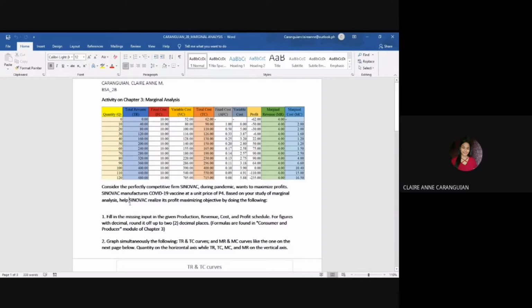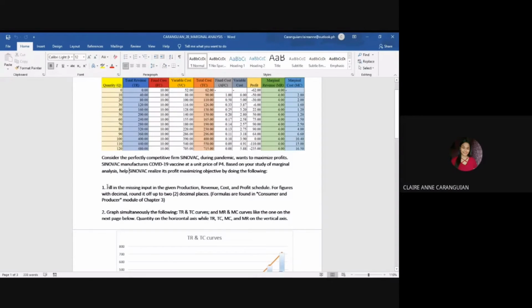So, here the assumption. These are what we are looking for. Number 1: fill in the missing input in the given production, revenue, cost, profit schedule, with figures rounded off to decimal places.